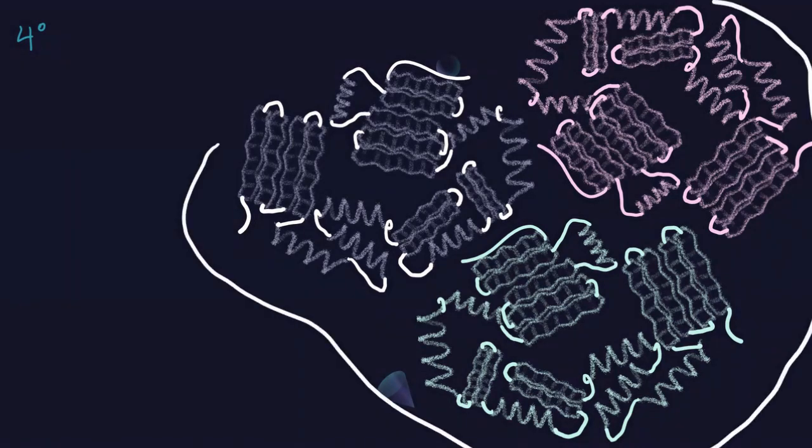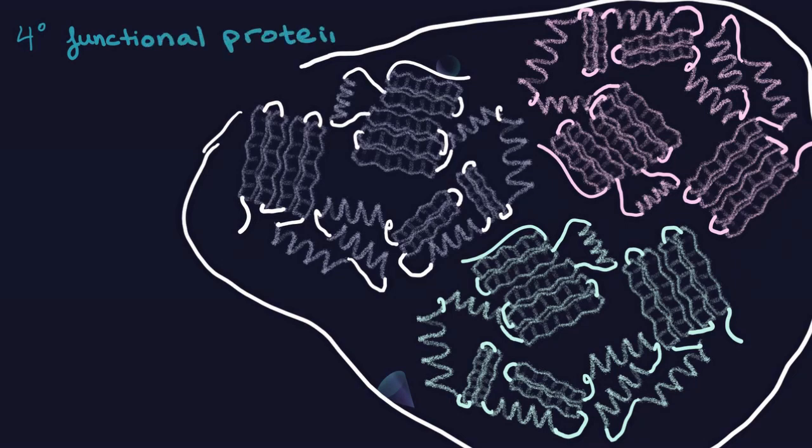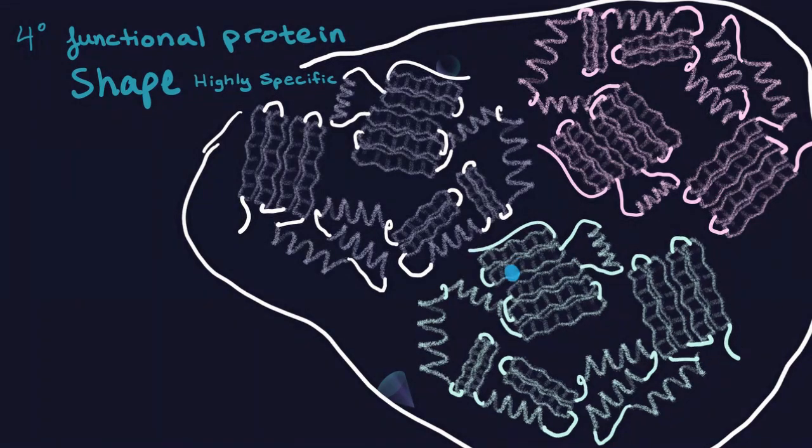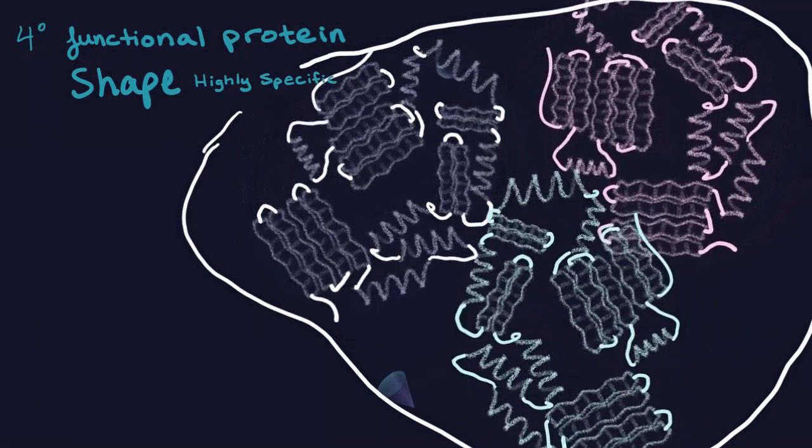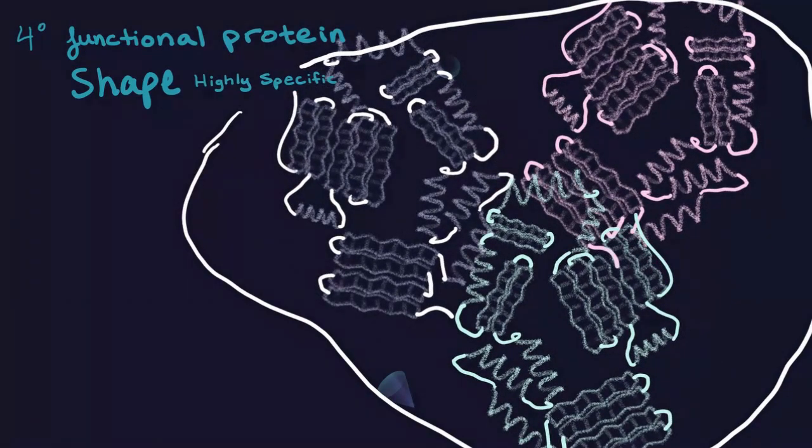This here is our fully functional protein. And while its shape might look a bit random, it's actually not random at all. The shape of this protein is very highly specific. So specific that if even one amino acid somewhere in this entire thing is altered, then the entire shape of this protein would change, rendering this protein non-functional, meaning it cannot carry out its role in the cell. It wouldn't work. It'd be a broken protein.